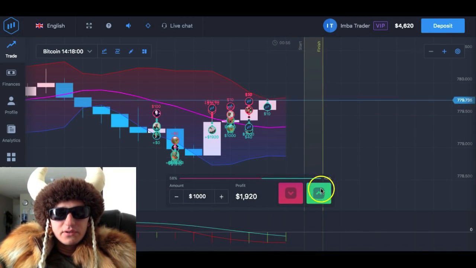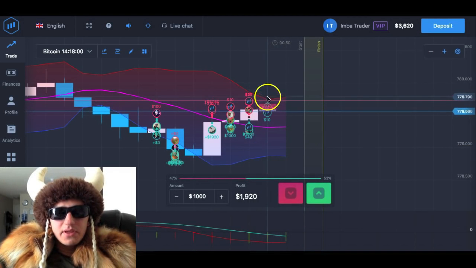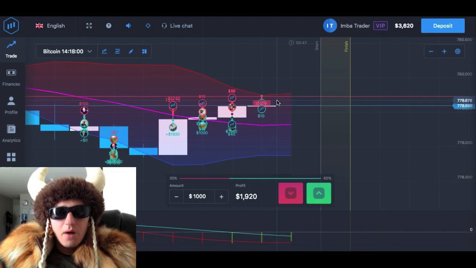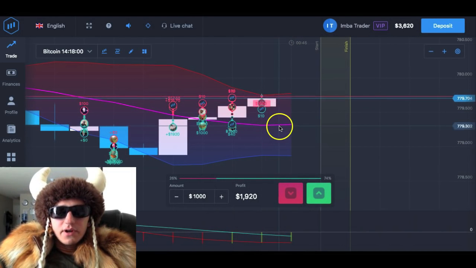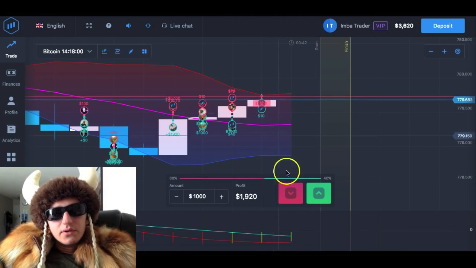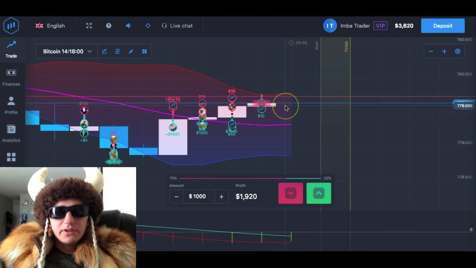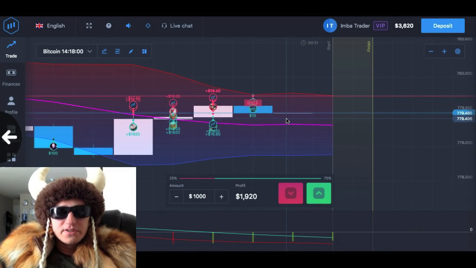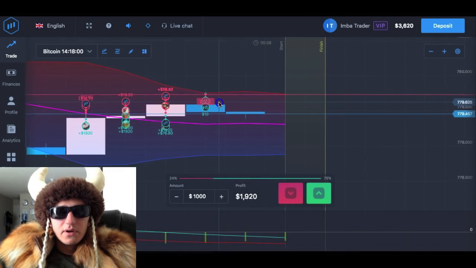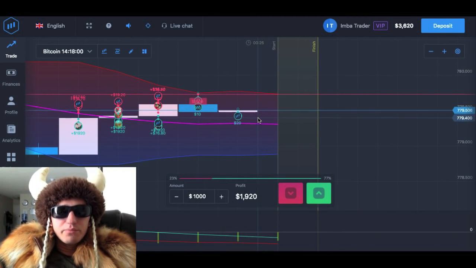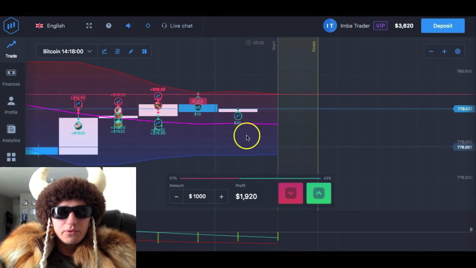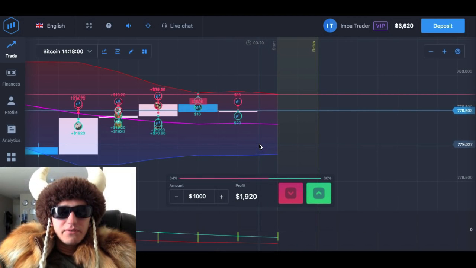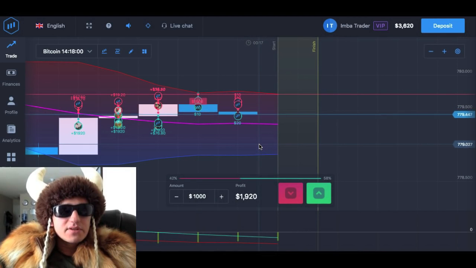So we do see, alright, so here it touched the upper line, and I followed with the put stake immediately. We got still some time to follow up with one more stake, but I would better wait and see if we get one more signal here.